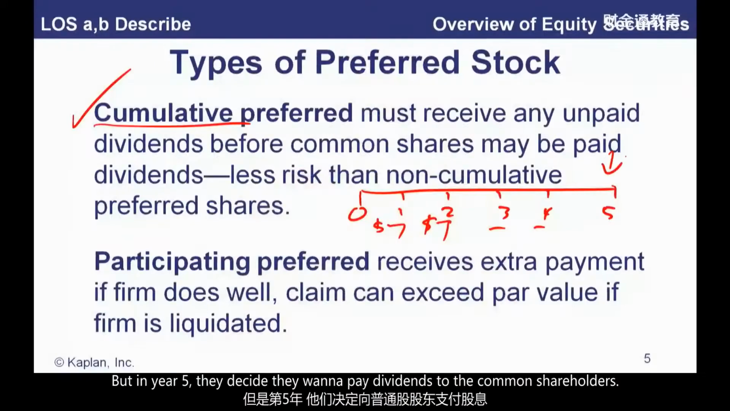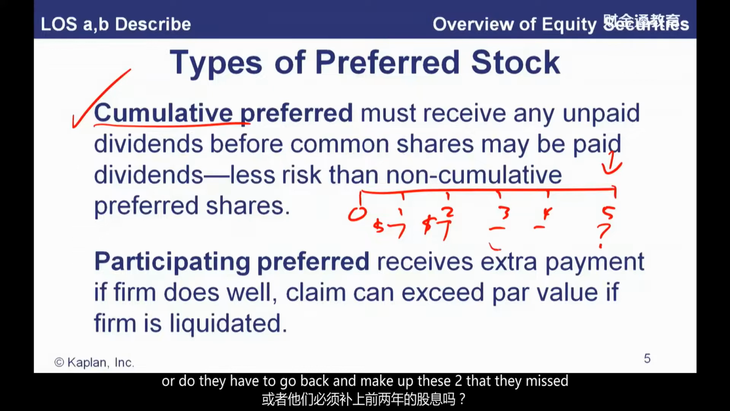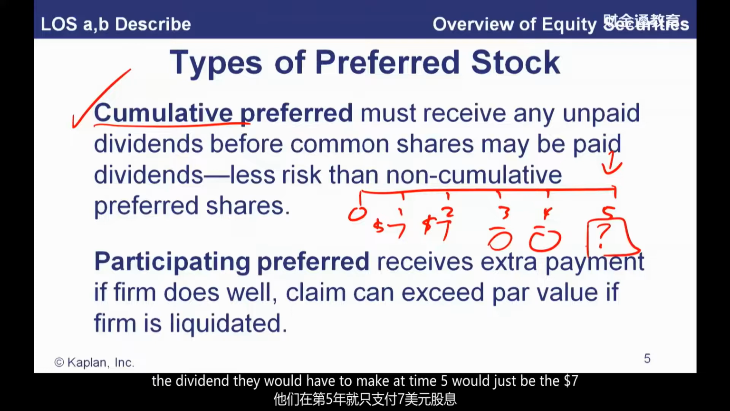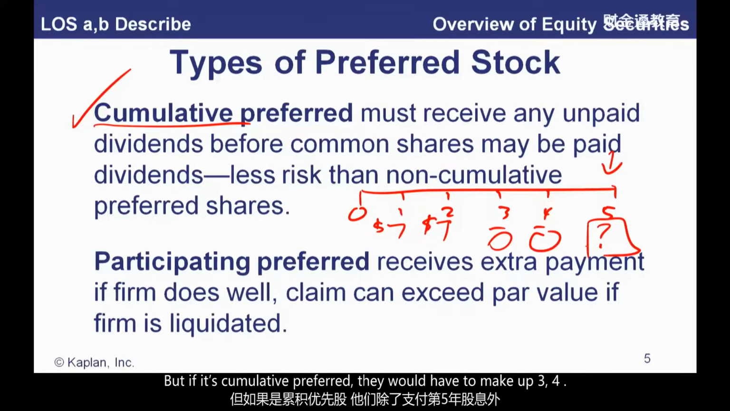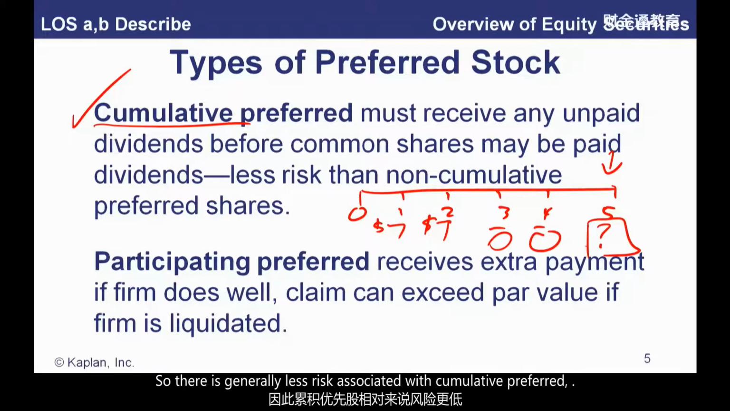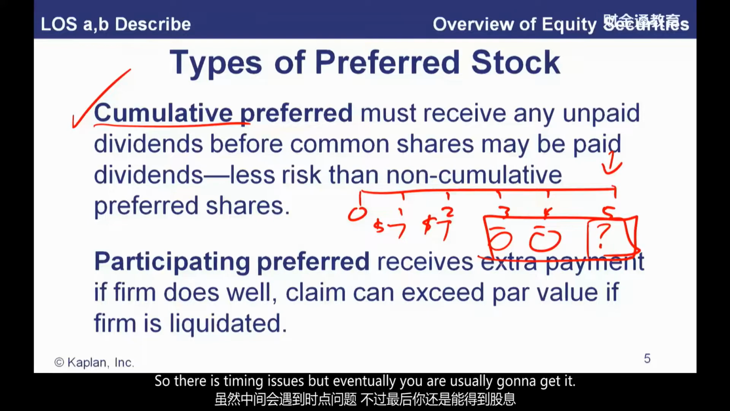But in year 5, they decide they want to pay dividends to the common shareholders. Well, now, how much is this dividend going to be? Is it going to be the $7 for that year, or do they have to go back and make up these 2 that they missed? Well, that's what we mean by cumulative preferred. So for non-cumulative preferred, the dividend they would have to make here at time 5 would just be the $7. But if it's cumulative preferred, they would have to make up 3, 4, and the current dividend in 5, so they would have to pay 21. So there's generally less risk associated with cumulative preferred, because at some point the firm is going to make up those payments, so there's timing issues, but eventually you're usually going to get it.